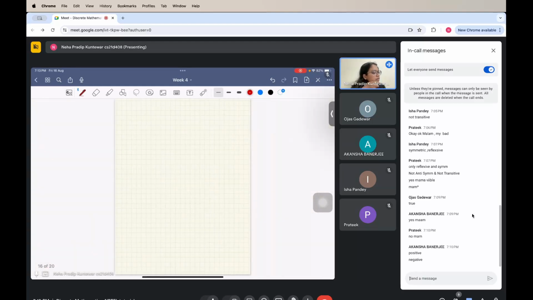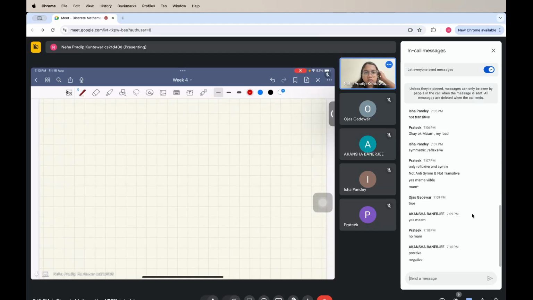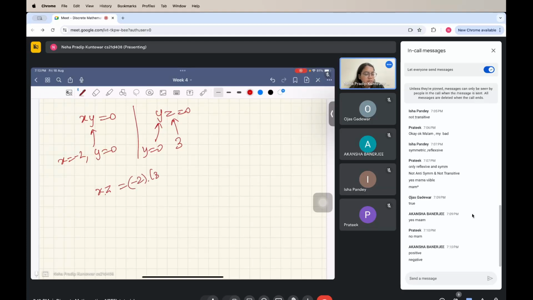So I'll just take the same counter example that she mentioned. Let's say xy is 0. That could be because y is 0 and say x is minus 2, and yz is 0, that is because y is 0 and z is 3. Now if you look at x times z, that is minus 2 times 3, this is minus 6, and this is not positive. So that is the counter example.